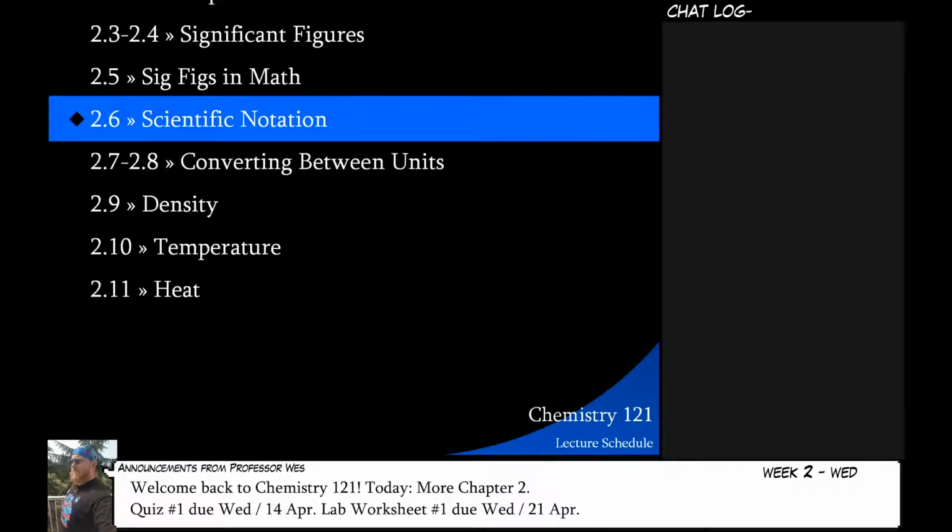All right, so the next order of business is we got to get through scientific notation, which is pretty straightforward. I think everybody knows what scientific notation is, but just in case you are a little rusty on it, we're going to do a little bit of review, and then we're going to spend pretty much the entire day doing the next section, 2.7, 2.8, and then 2.9 if we can get there.